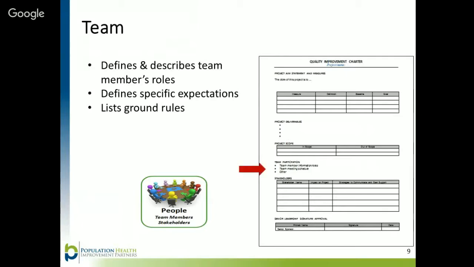The project team section answers the question, who will carry out the project? And how will we work together to carry out the project? This section helps to clearly identify the team, the specific roles and responsibilities of each team member, the expectations of the team as a whole, and any ground rules by which the team agrees to operate.